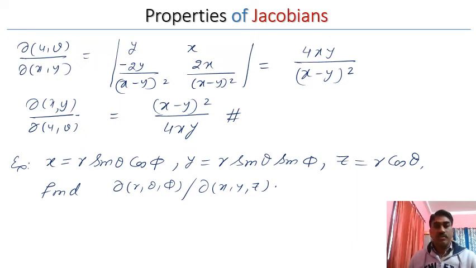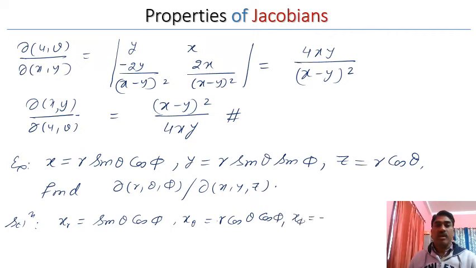So first you can write all the partial derivatives. When you differentiate x with respect to r, this is sine theta cos phi. When you differentiate x with respect to theta, this is r cos theta cos phi, and the derivative of x with respect to phi is minus r sine theta sine phi.